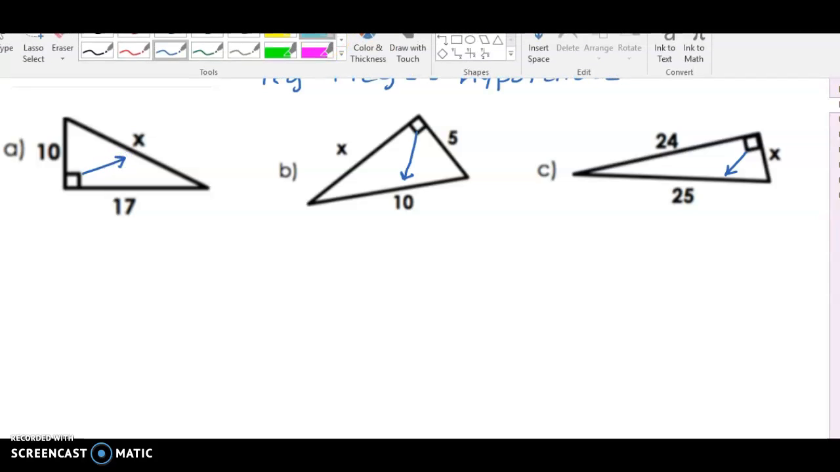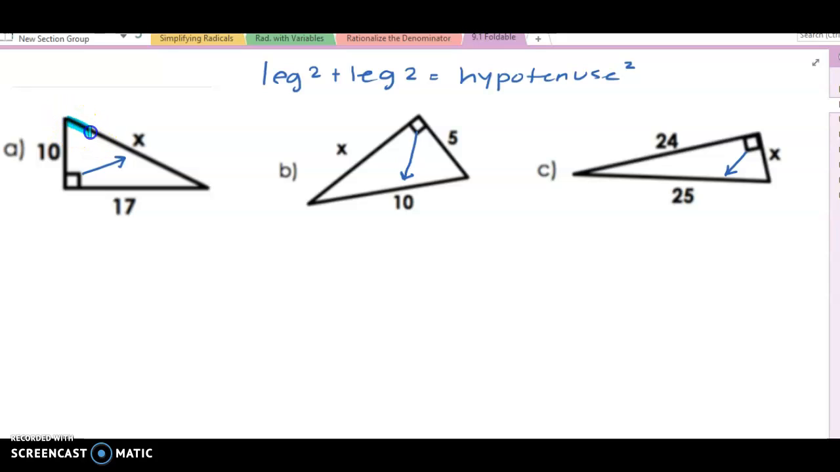You know me, I like to color code things. What I always like to do is highlight the hypotenuse with a color, so I'm going to highlight each of those hypotenuses. Now I'm going to highlight the legs in another color. This is a leg, and this is a leg, and so on for each triangle. That makes it real easy when I know the leg squared plus the leg squared is going to equal the hypotenuse squared.